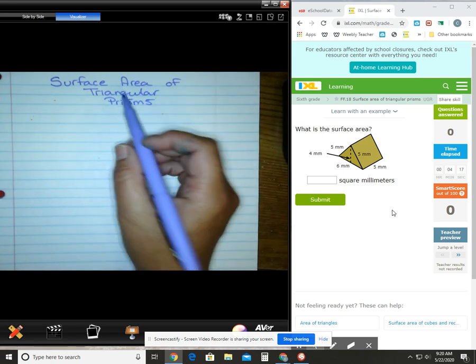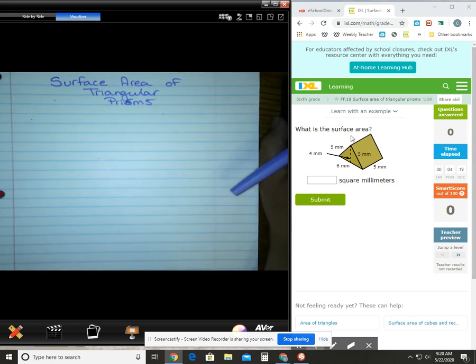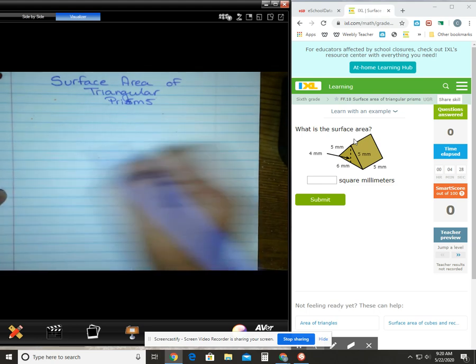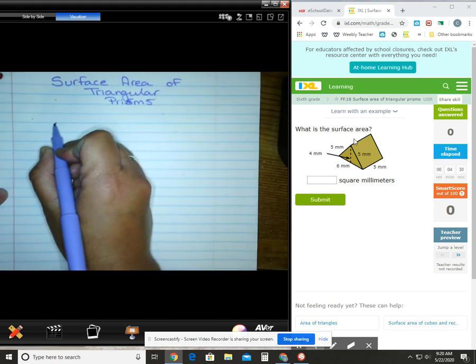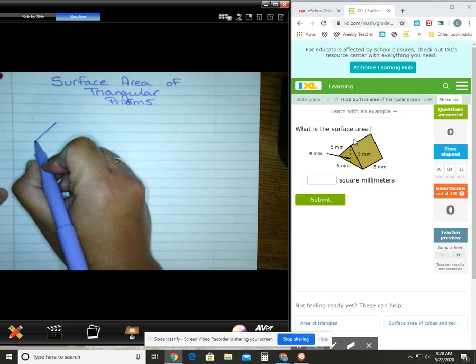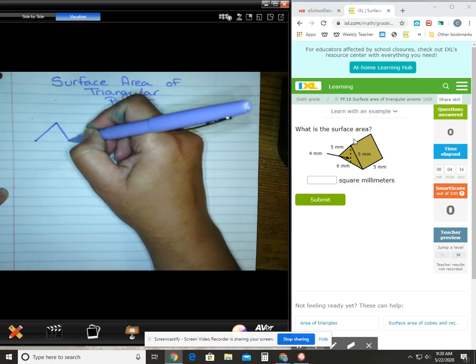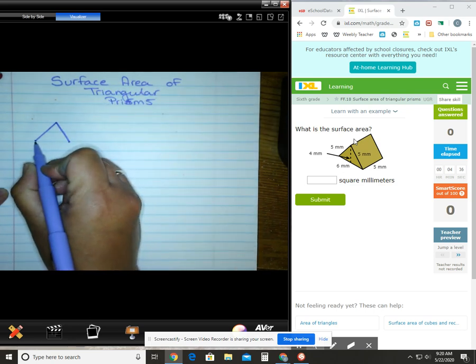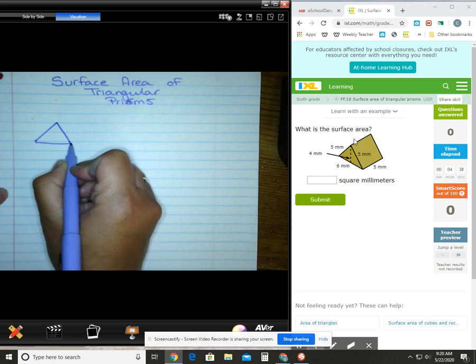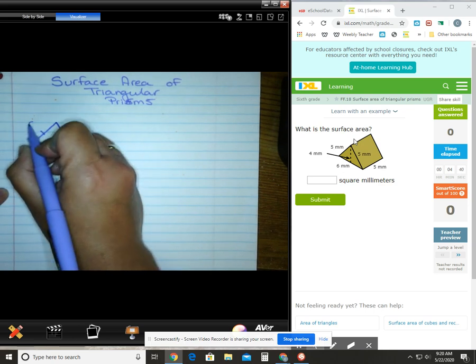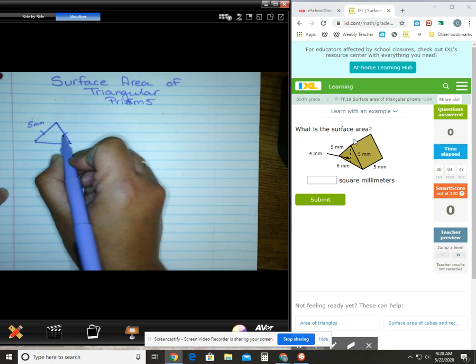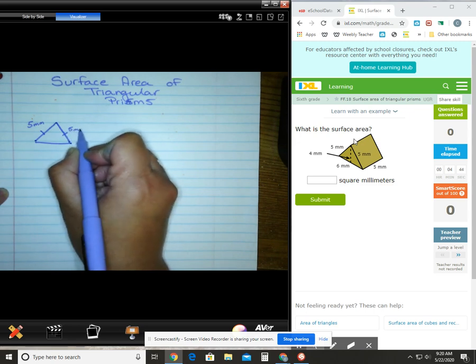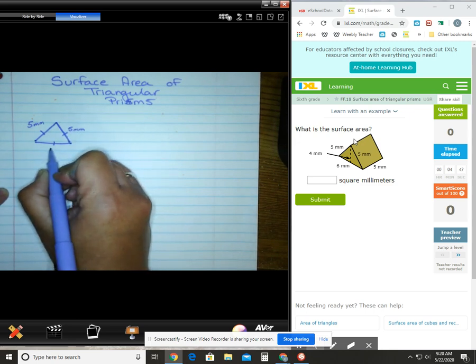All right, so the first thing I want to look at is the problem. I need you to identify what kind of triangle this is, okay? As I'm looking at this and trying to sketch it out, I notice that this side of the triangle is 5, and this side of the triangle is 5, but the bottom of the triangle is 6. So if you look at it, it's 5 millimeters, and this one is 5 millimeters, and this is 6 millimeters.